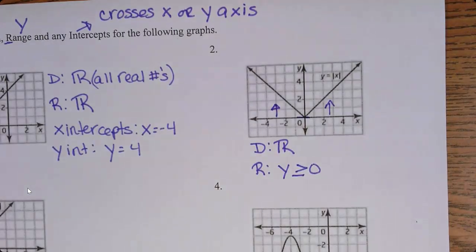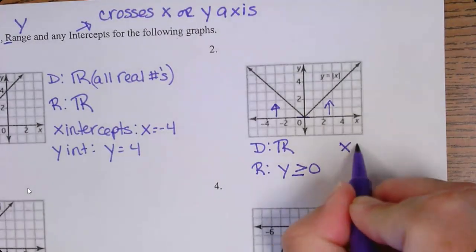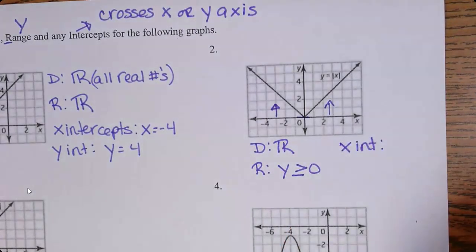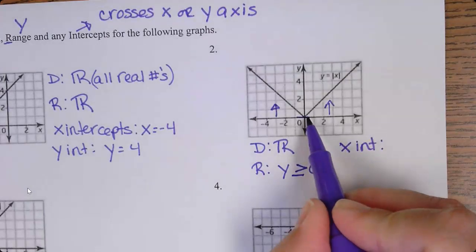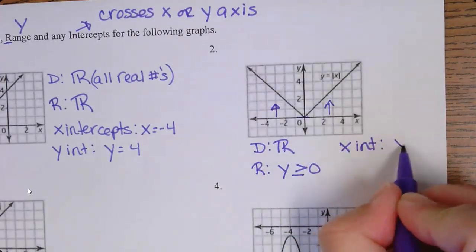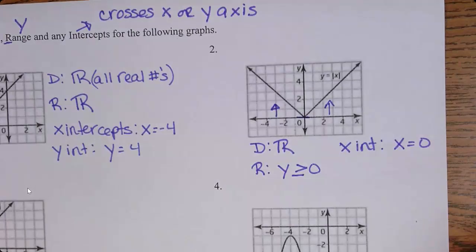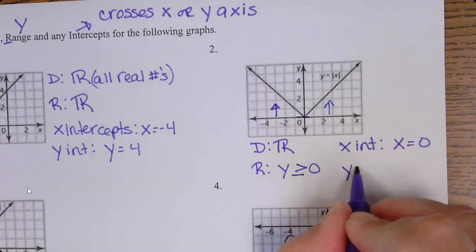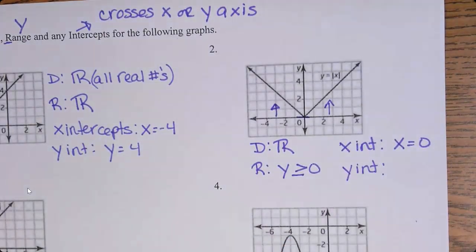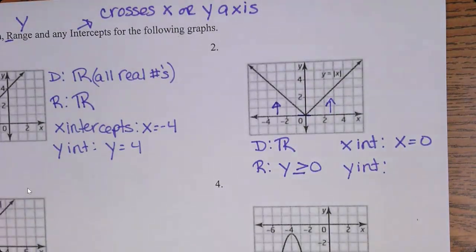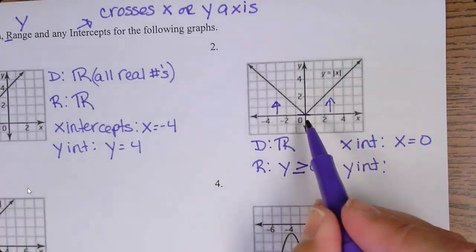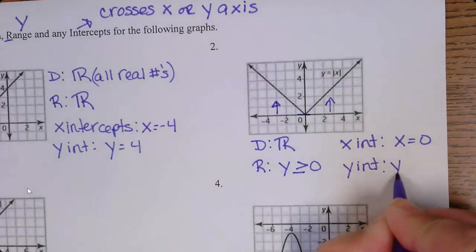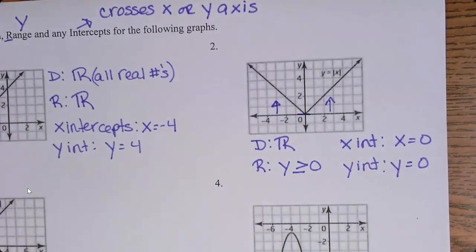Cool. Okay, X-intercepts. Do we touch the X-axis at all? And the answer is yes, right here at X equals 0. Does it touch our Y-intercept? Or, sorry, Y-axis. And the answer is yes, again at 0. So y equals 0. Is it okay that x and y touch at the same point? And the answer is absolutely.